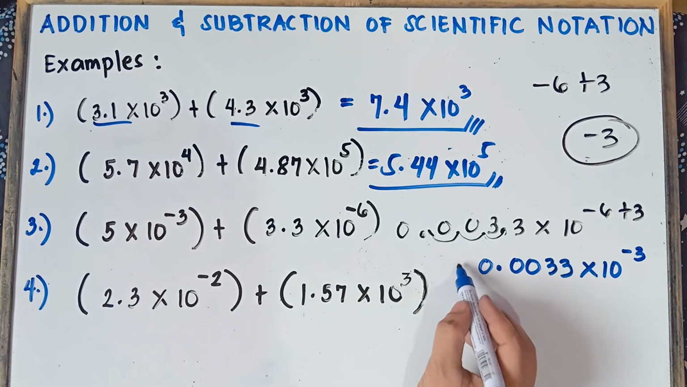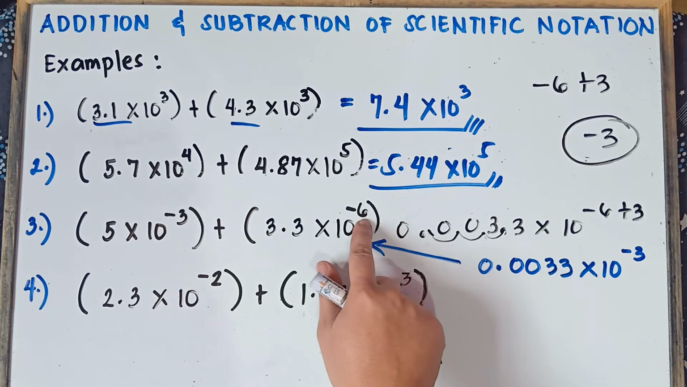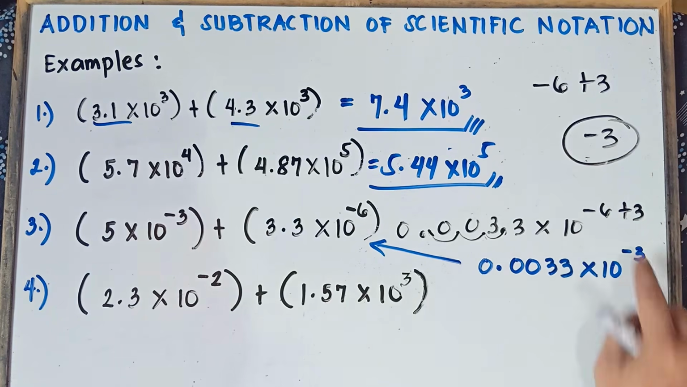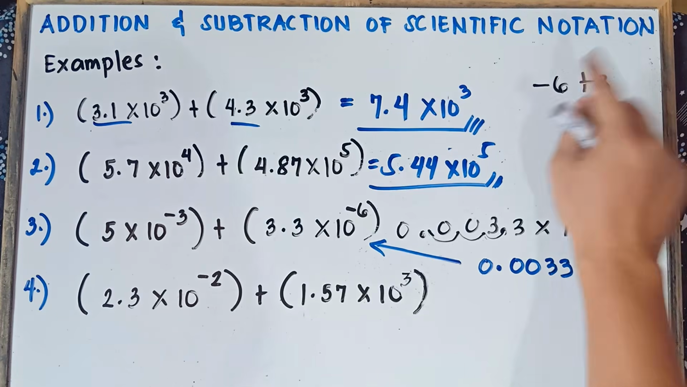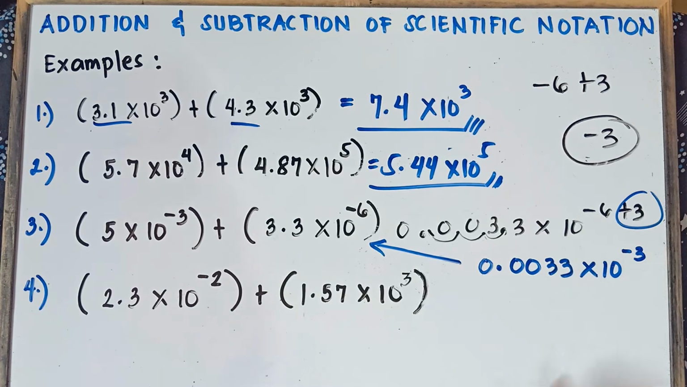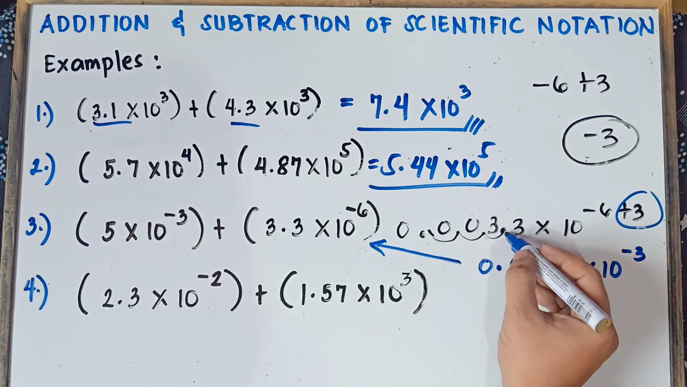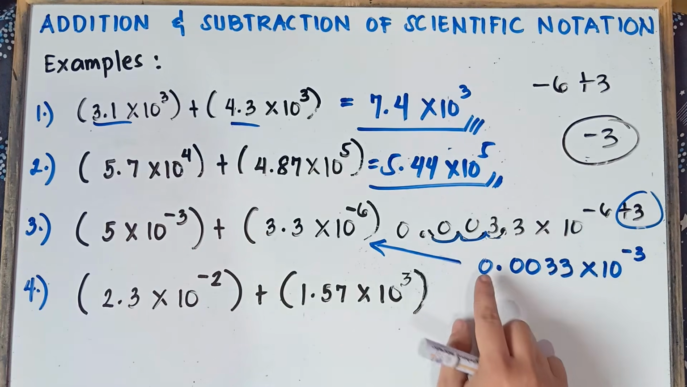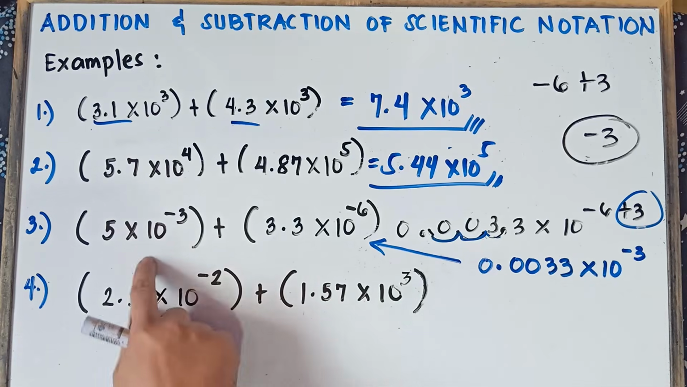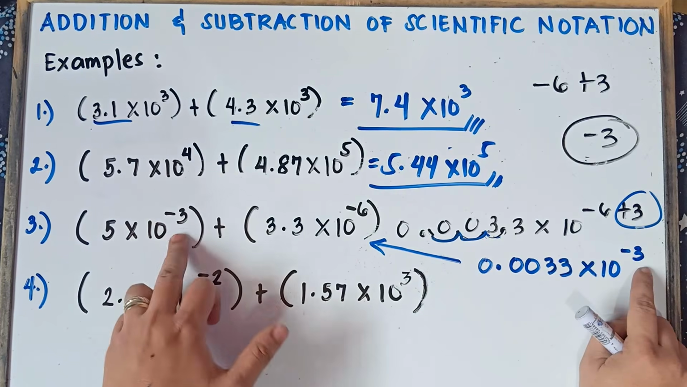So this is just the same, class. Once again, class, this is just the same. Okay, we make this negative 6 become negative 3. And to make this one become negative 3, we need to add 3. Because negative 6 plus 3, the answer is negative 3. We need to add positive 3. Now, since we add 3, we need to move the decimal point right to left 3 times. 1, 2, 3. So that's why we have 0.0033. And then, can we add this up? Yup, we can add this up because we have the same exponent, that is negative 3.